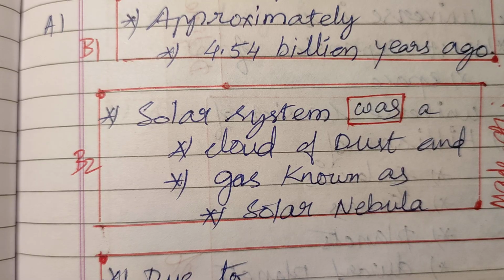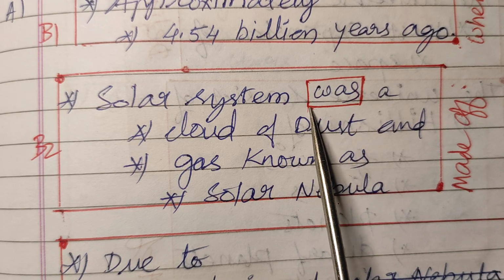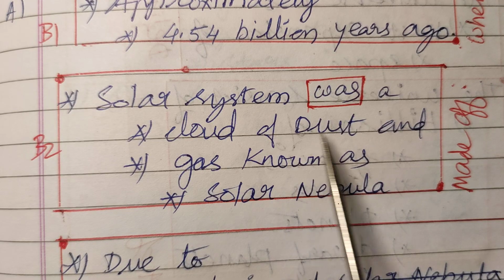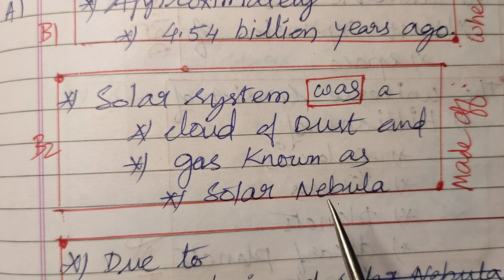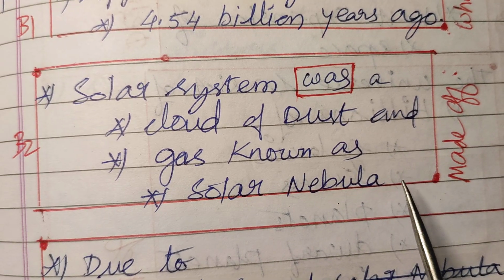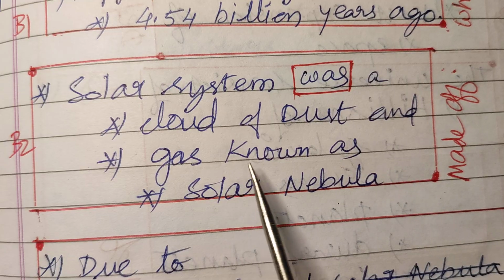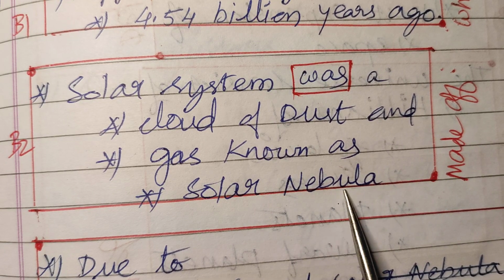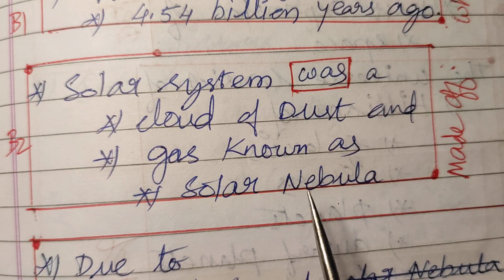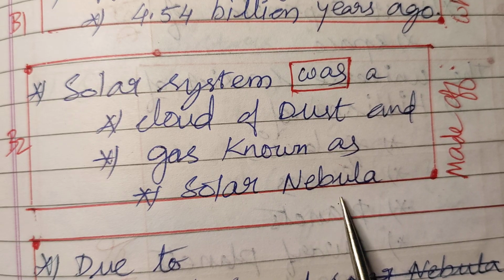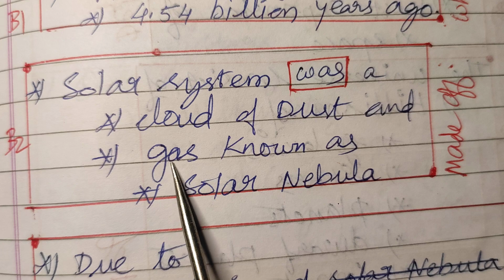What is the solar system made of? They are mentioning it as "was", which is past tense. It was a cloud of dust and gases known as solar nebula. 4.5 billion years ago, the solar system was simply solar nebula. What is solar nebula? A cloud of dust and gases. It just contains dust particles and gases.